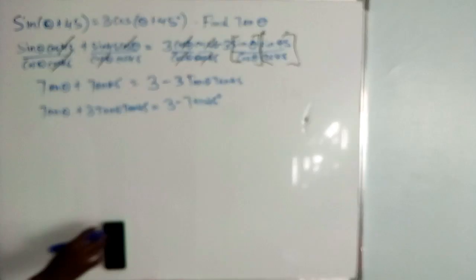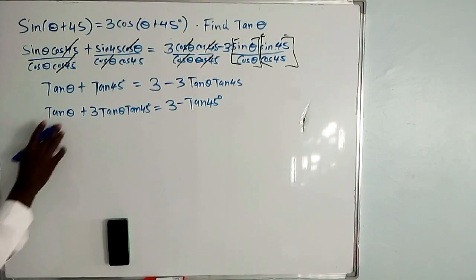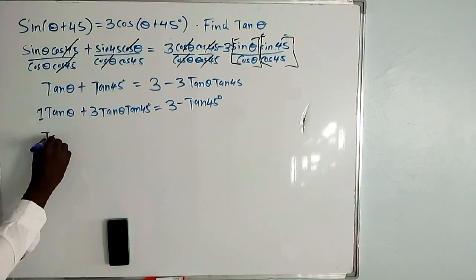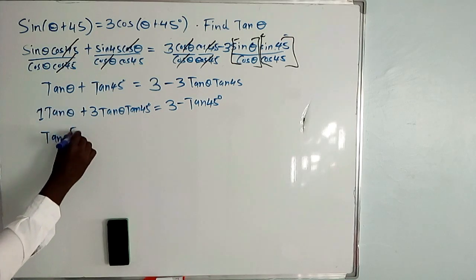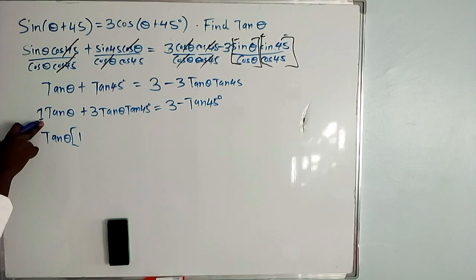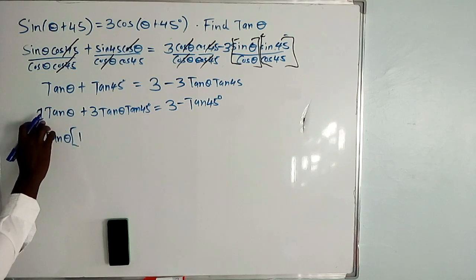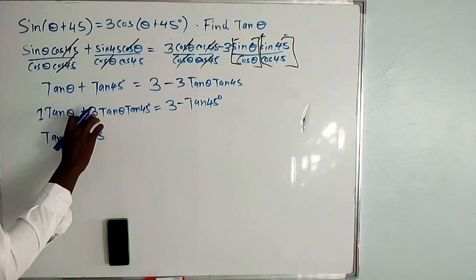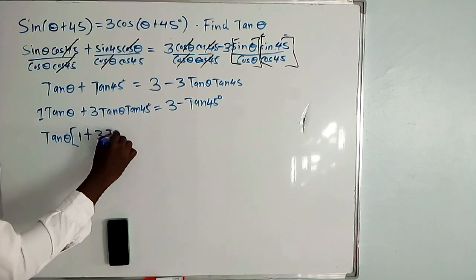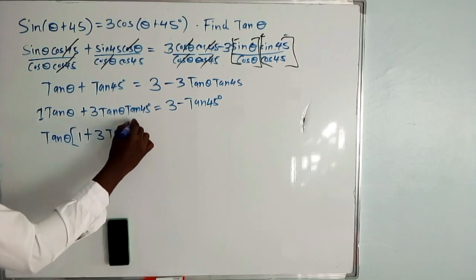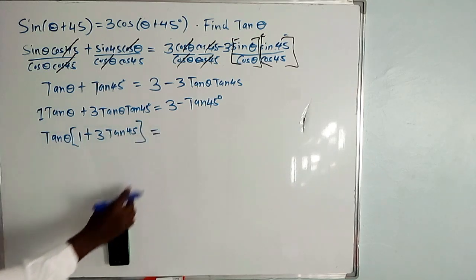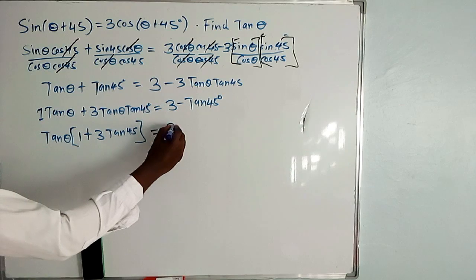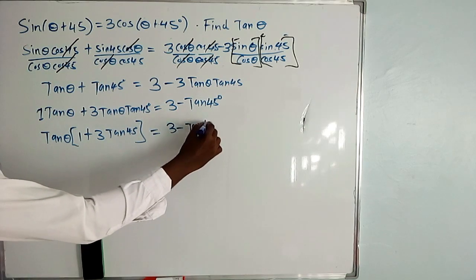So for us to get tan theta, we factorize it out, because it's a common factor now, isn't it? The coefficient here is 1. So if we factorize out tan theta, we remain with 1 plus 3 tan 45 degrees, equal to 3 minus tan 45 degrees.